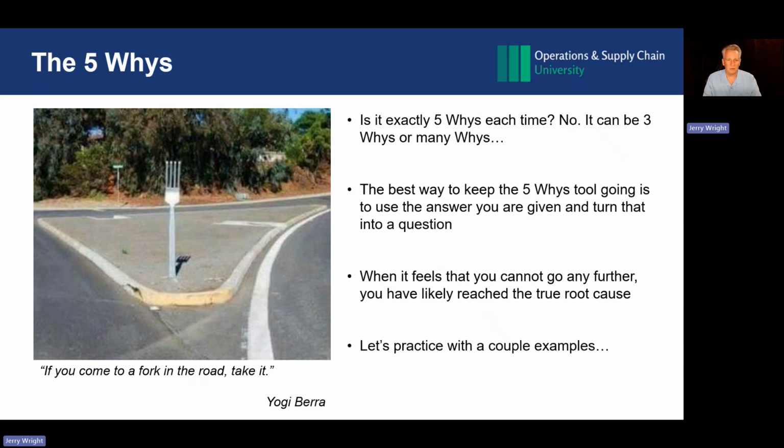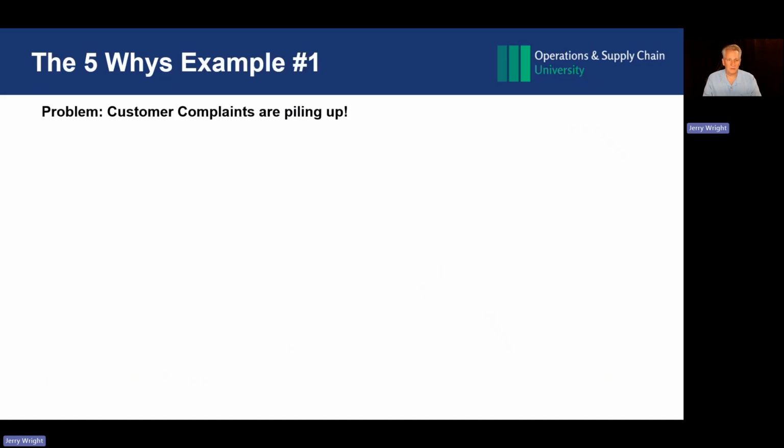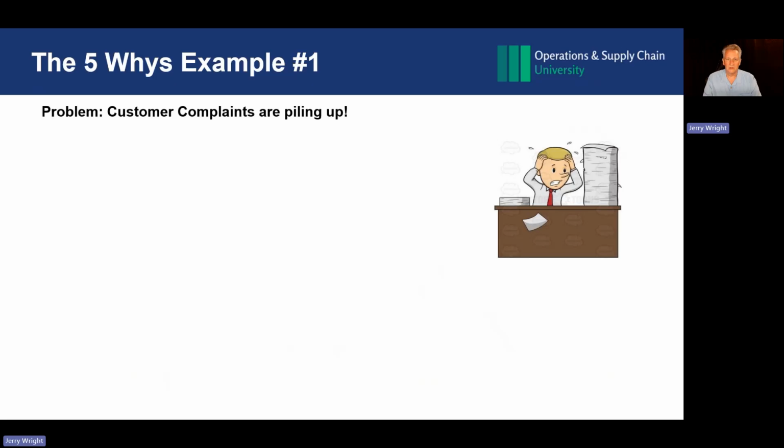Let's practice with a couple of examples. This first one is: customer complaints are piling up. Oh no, we're getting these complaints, and they're piling up. We say, well, why are customer complaints piling up? They say, oh, well, we're too busy to look at them. So you want to take that answer and turn it back into a question: why are you too busy to look at them?